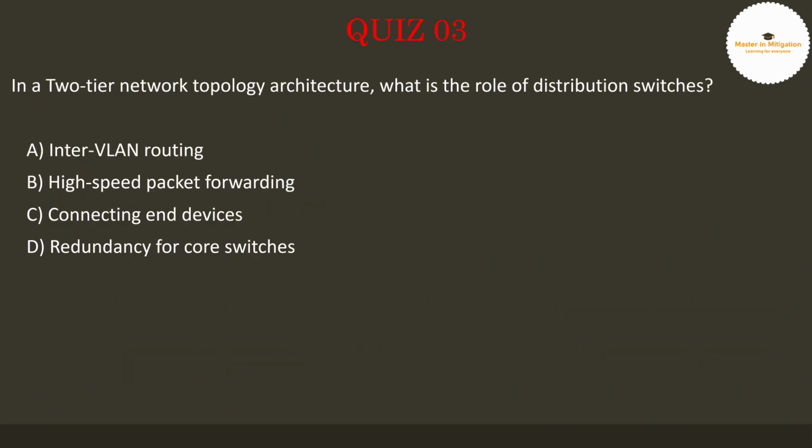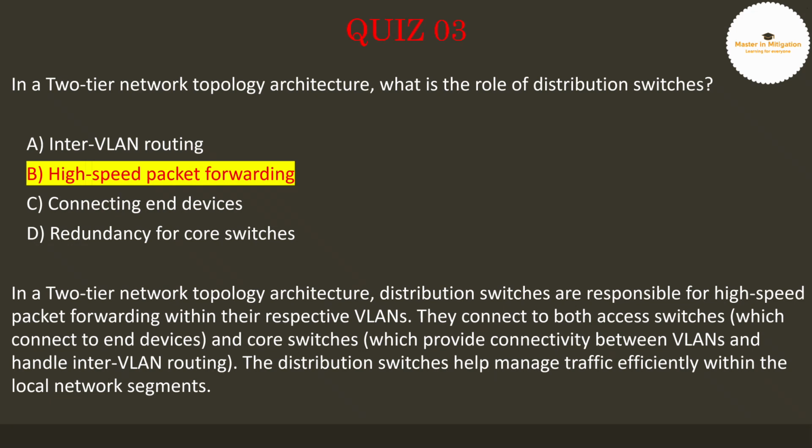Okay, let's go to question 3. In a two-tier network topology architecture, what is the role of distribution switches? Pause the video now to select the best answer. Okay, the answer is B. High-speed packet forwarding. In a two-tier network topology architecture, distribution switches are responsible for high-speed packet forwarding within their respective VLANs. They connect to both access switches, which connect to end devices, and core switches, which provide connectivity between VLANs and handle Inter-VLAN routing. The distribution switches help manage traffic efficiently within the local network segments. Let's proceed to the next question.